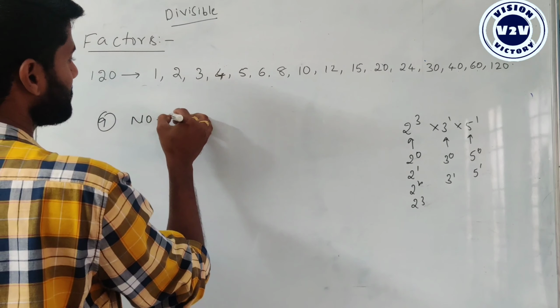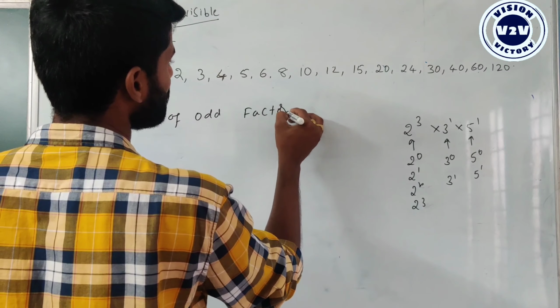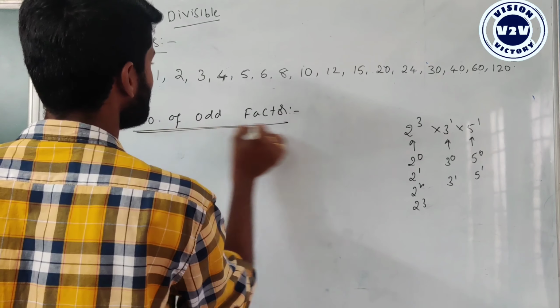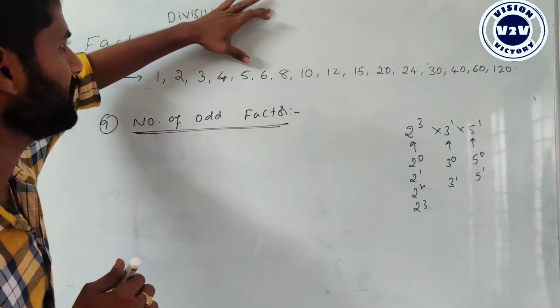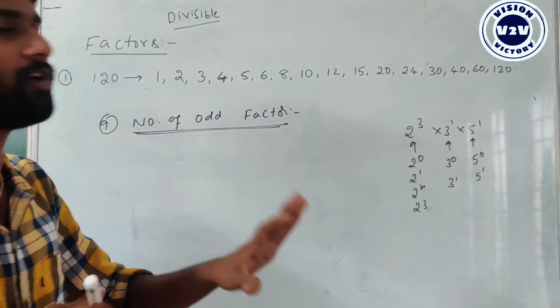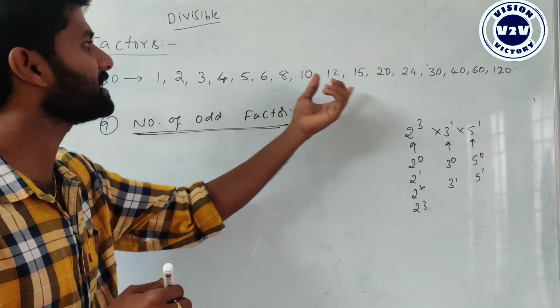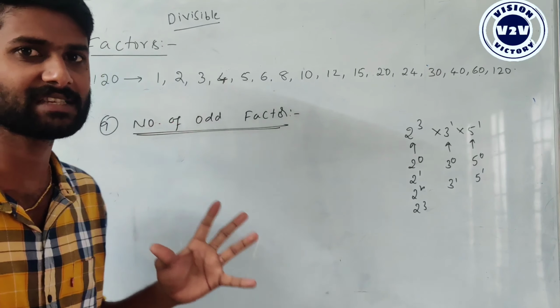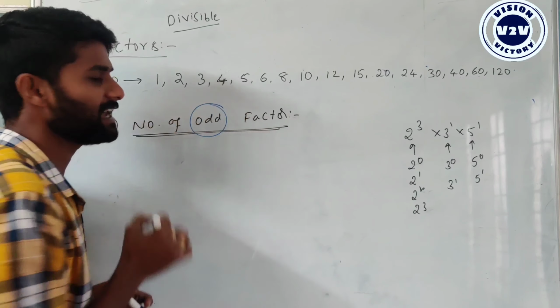Number of odd factors. See how we are finding the number of odd factors for 120. What are the odd factors here? We have the numbers 1, 3, 5, 15. The total number of odd factors is 4. But it is difficult. We know the numbers, that's why I can recognize them, but if it is a larger number, it is difficult. Then see, first of all, how do we get an odd number?